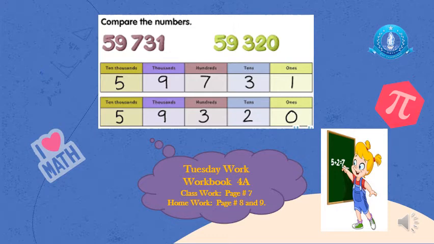Now let's start the classwork of Tuesday. Open the workbook for A, page number 7. Page number 7 is your classwork and page numbers 8 and 9 are both your homework. Fine. Let's start the classwork. Question number 1 is, circle the small number.